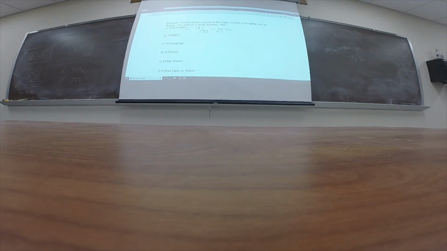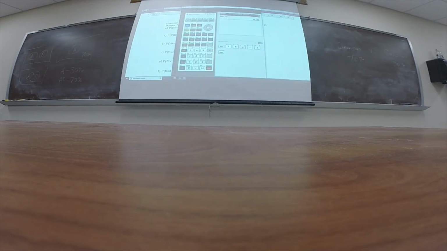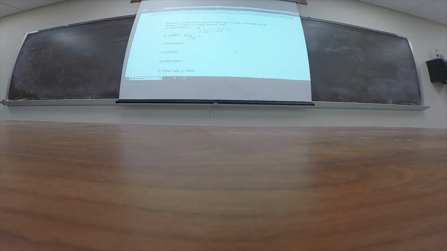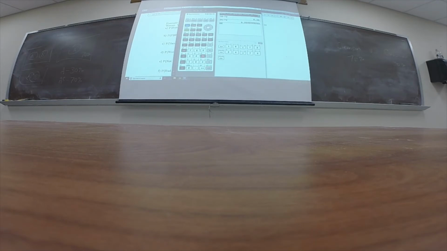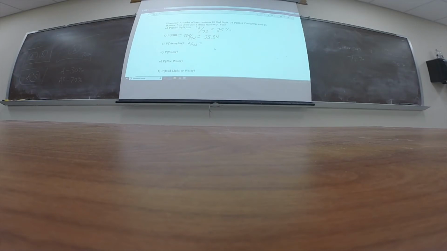Alright. Probability of getting a PBR. There's 24 of those. We've got 72 total possible we can grab. So the probability of grabbing one of those is 24 divided by 72, about 33.3%. Probability of grabbing Yuengling, 6 out of 72. I think that's 8.3%, but I'm not sure. Yep, 8.3%.